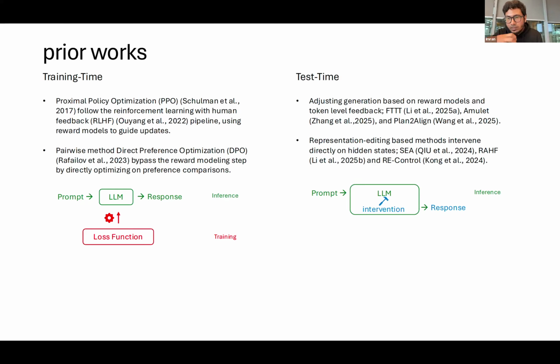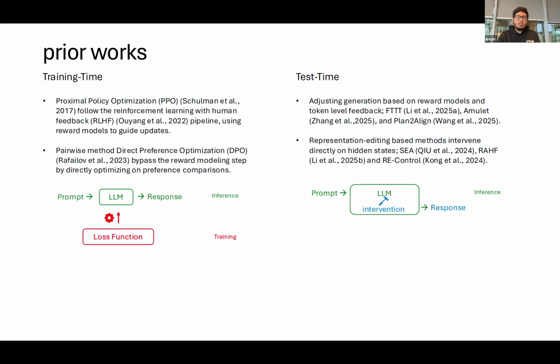There have been recent works like FTTT plan to align. These models leverage an external reward model and use the signal of the reward model to adjust the generation of the LLM during inference time. So no training is required. Some notable works are C and Recontrol and RAHF. These are based on activation steering or representation editing.